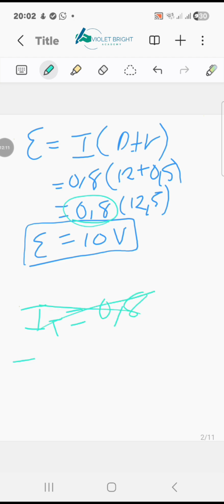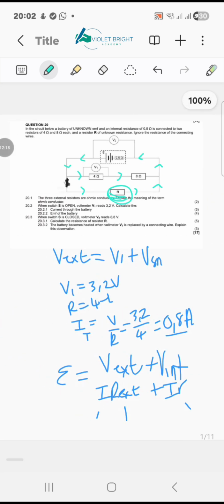So we have to find the new total current. The voltmeter 2 reading is the voltmeter here, which is 8.8. We know voltmeter 2 reading is the external voltage. So the V external is now 8.8. Now they're asking us to find the resistor R.